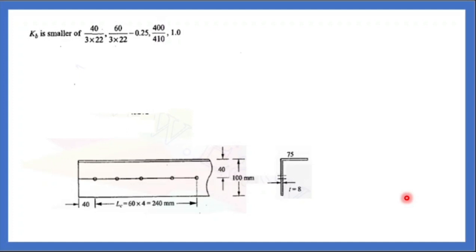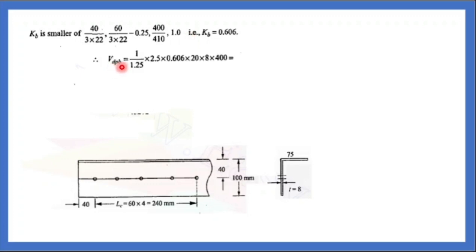Bearing strength, Kb. Kb is the smaller of these three. What are the three? e divided by 3 d naught. You very well know that this component will be the least, while doing a number of problems. This is pitch divided by 3 d naught minus 0.25, and fub divided by fu of plate, and 1. 0.606 will be the least. Now you can multiply all the components here.